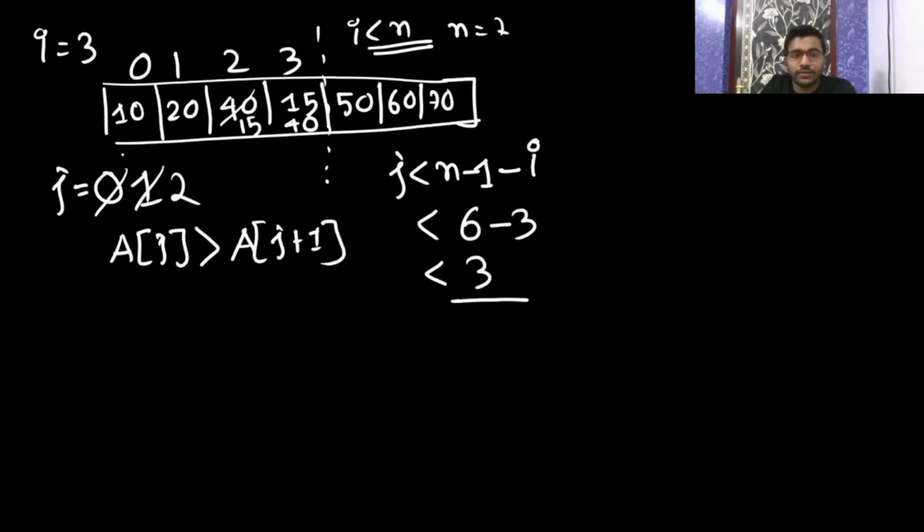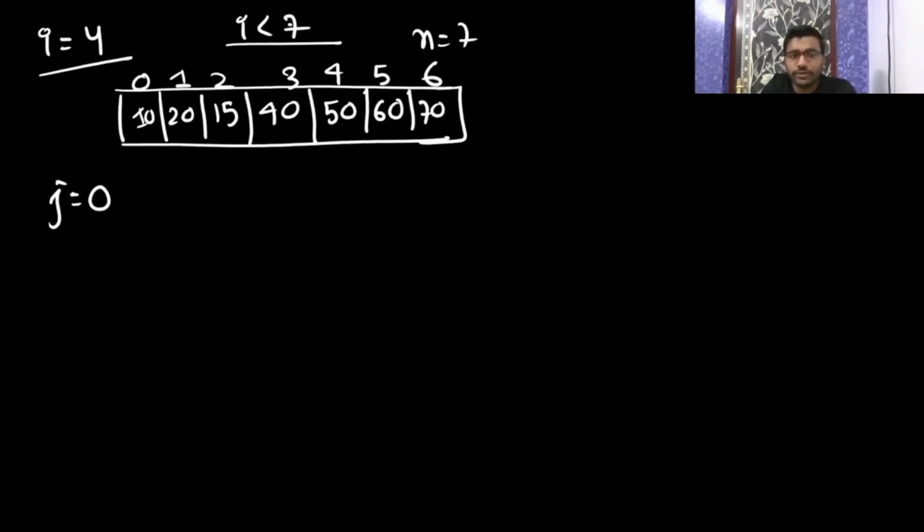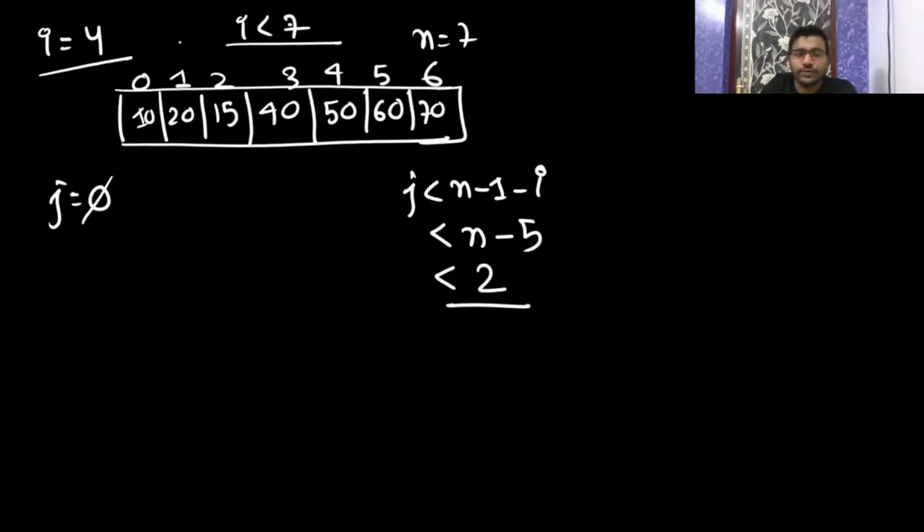Okay. So now j will again go, j equal to 0. It will go till n minus 1 minus i. So now n minus 1 is 6, 6 minus 4, so it should be 2. So till here, 0 and 1. So 10, 20, is it greater? No. a of j, meaning 10, is it greater than a of j plus 1? No.